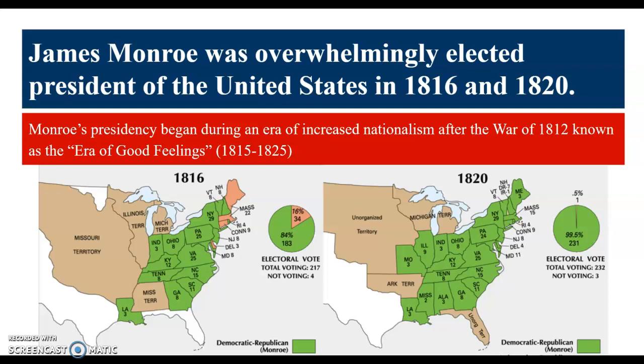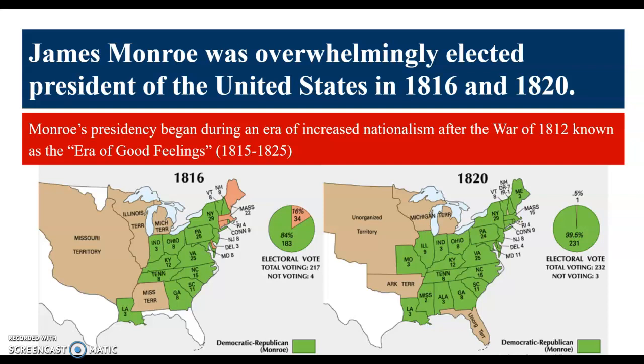After the War of 1812 and in the election of 1816, we're starting to see the end of the Federalist Party. By 1820, when James Monroe runs for re-election, he goes unopposed. No one goes against him. This is the death of the Federalist Party. It is in this election of 1820 when no one ran against him.